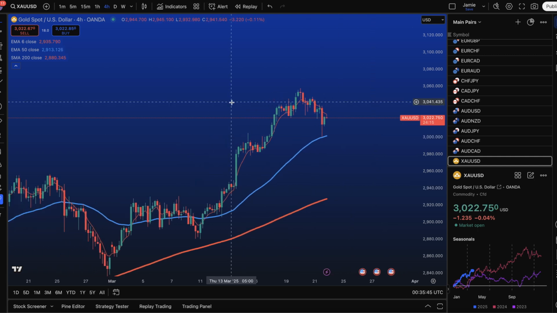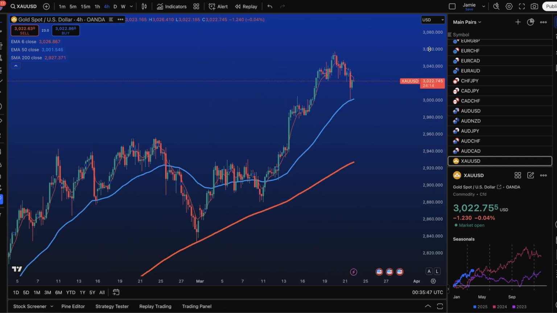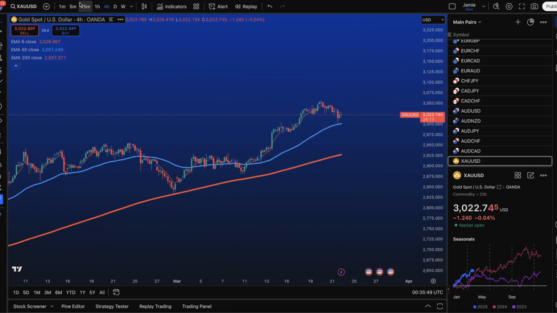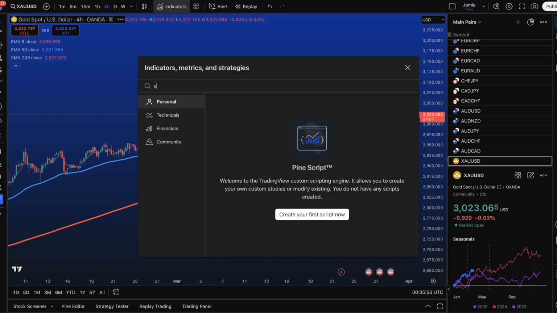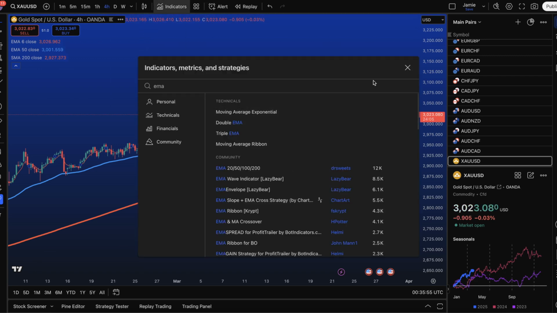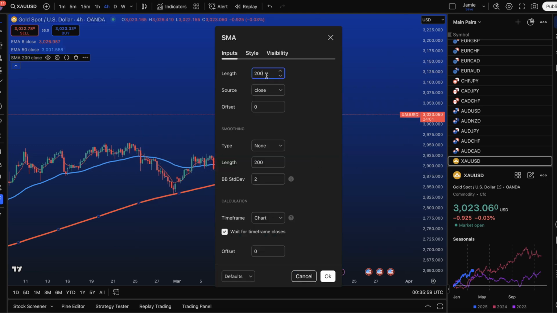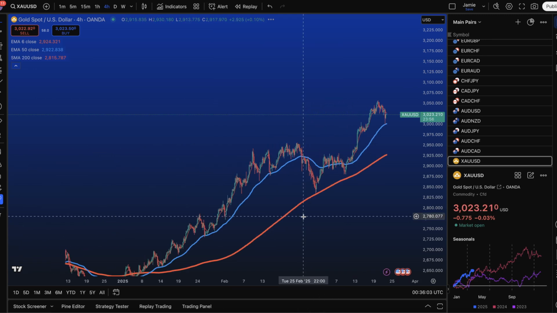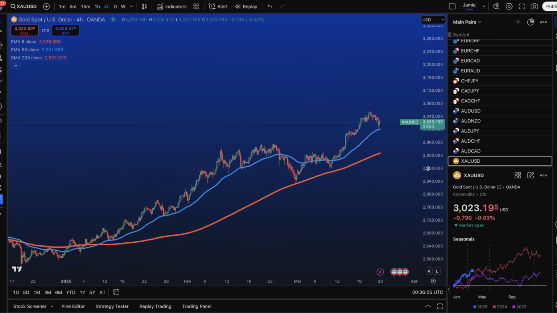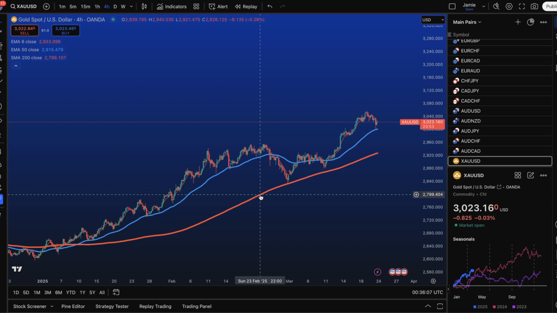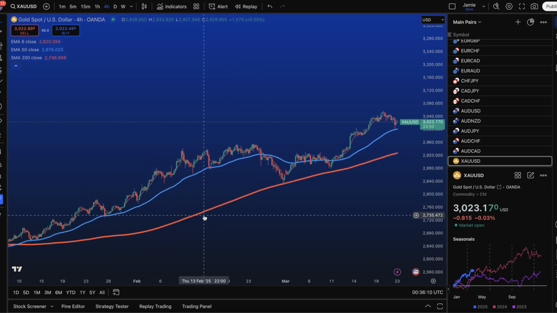But today we're going to be talking about how to use the EMA. And for this example on gold on the 4-hour time frame, we're going to go ahead and press indicators, type EMA, press it, and then it will load up for you. Once you've done that, you can double click. And in this example, we're going to use the 200 EMA, which is obviously a long-term exponential moving average, which is going to show us the 200 bar moving average.